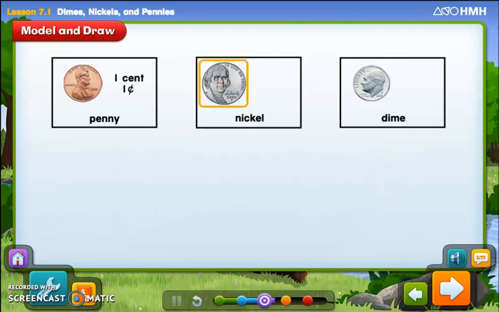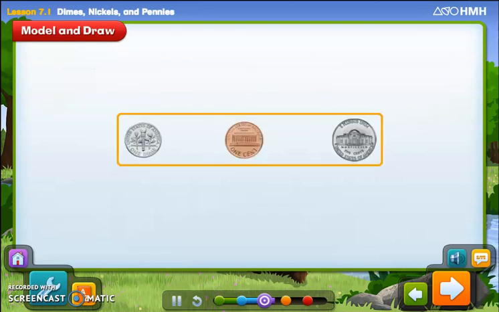A nickel has a value of 5 cents. So 1 nickel has the same value as 5 pennies. Now look at the dime. A dime is worth 10 cents. It has the same value as 10 pennies. Here's a penny, a nickel, and a dime.